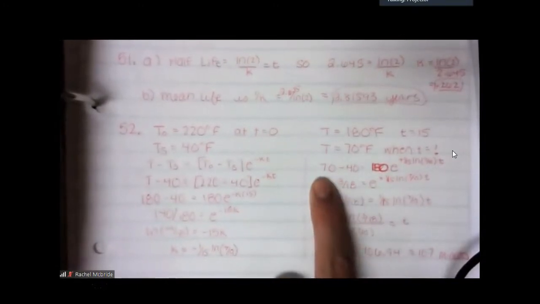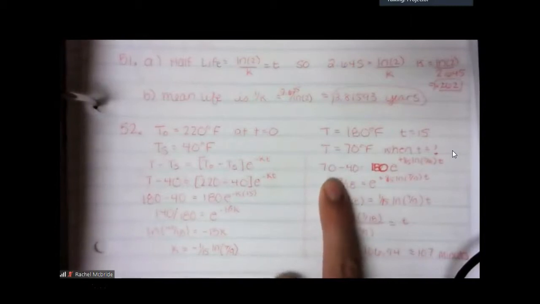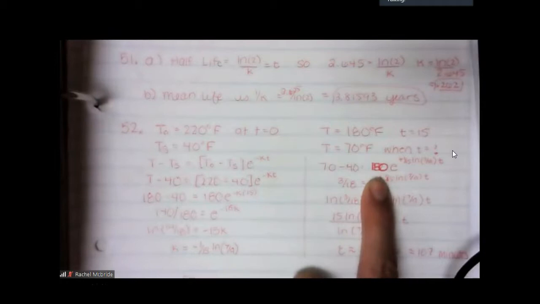Okay, so let me... I'm trying to see why you did what you did. I just used the same equation. So you're saying, here, you had 180 minus 40 instead of 70 minus 40? Yeah, 70 minus 40 equals 180 minus 40 times.